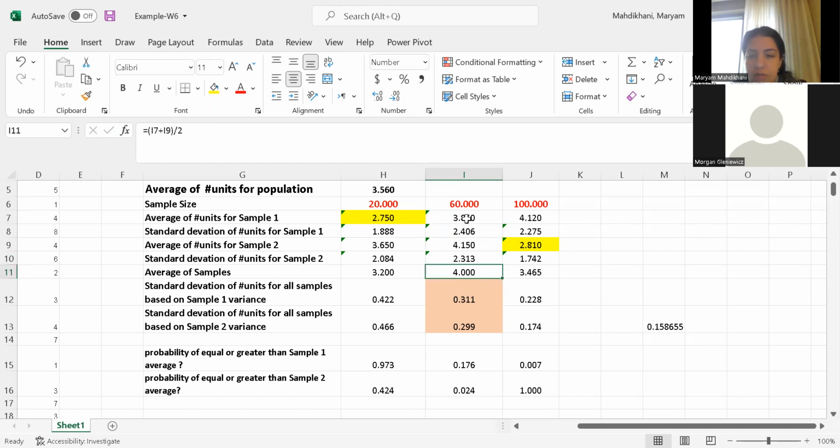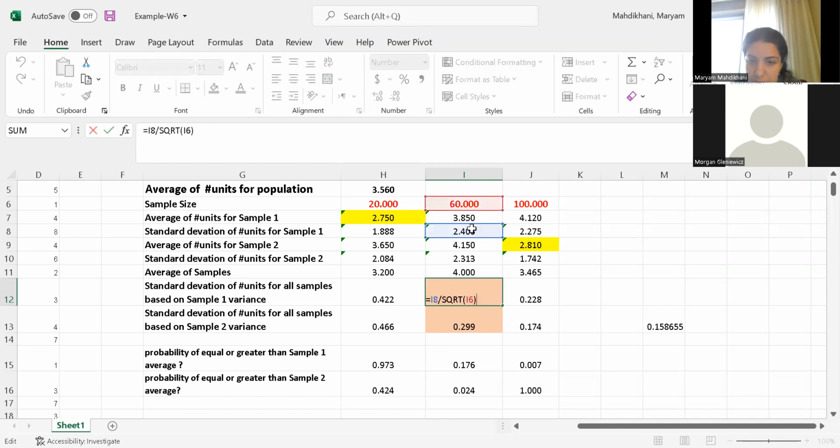What I learned here is, looks like when I increase the sample size, the average of my sample is closer to the average of my population, you see here. So now, again, I calculate the standard deviation of all the samples, which is the standard deviation of the sample that I chose. For example, sample 1, the standard deviation of that sample 1 here, divided by the square root of 60. Do the same thing for sample 2: standard deviation of sample 2 divided by the square root of 60.